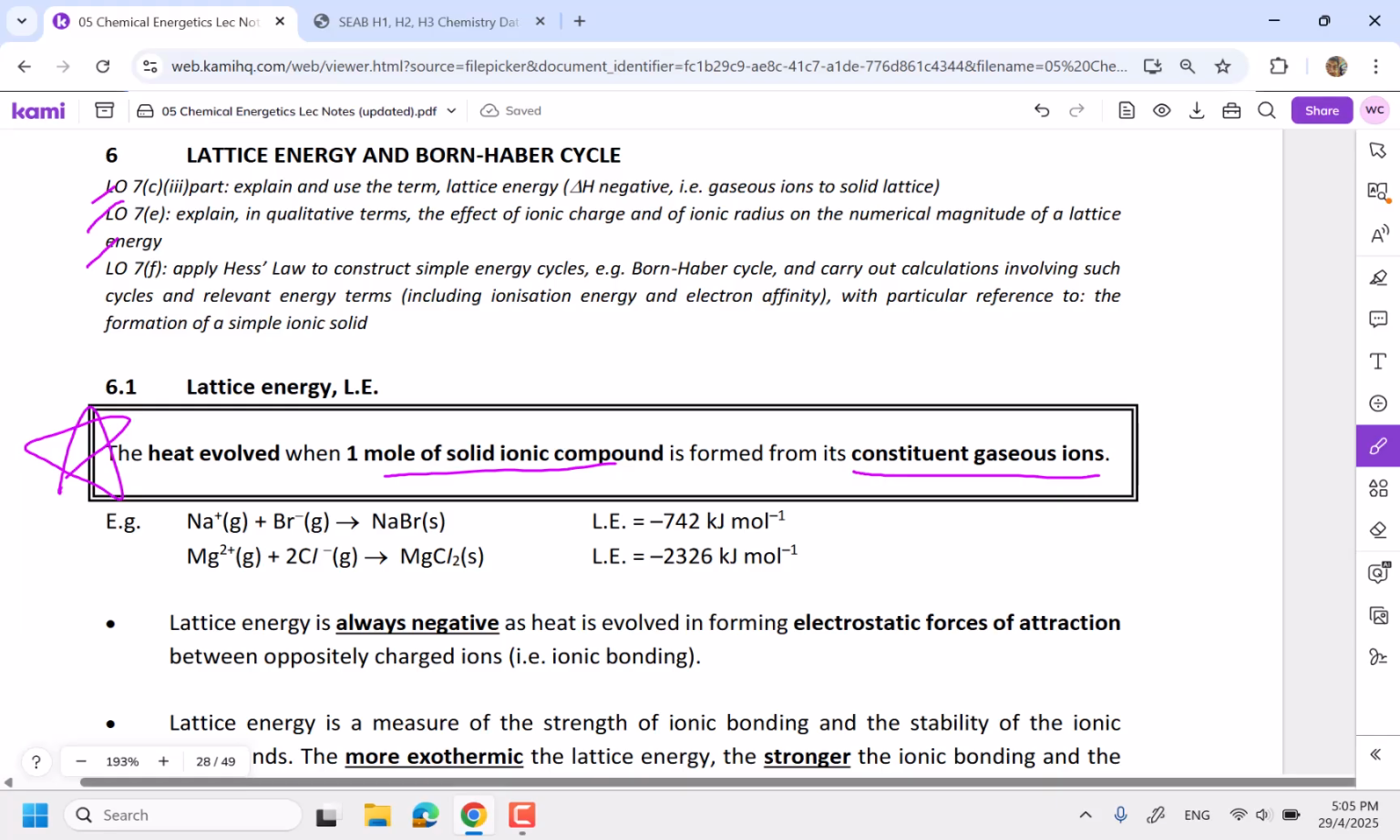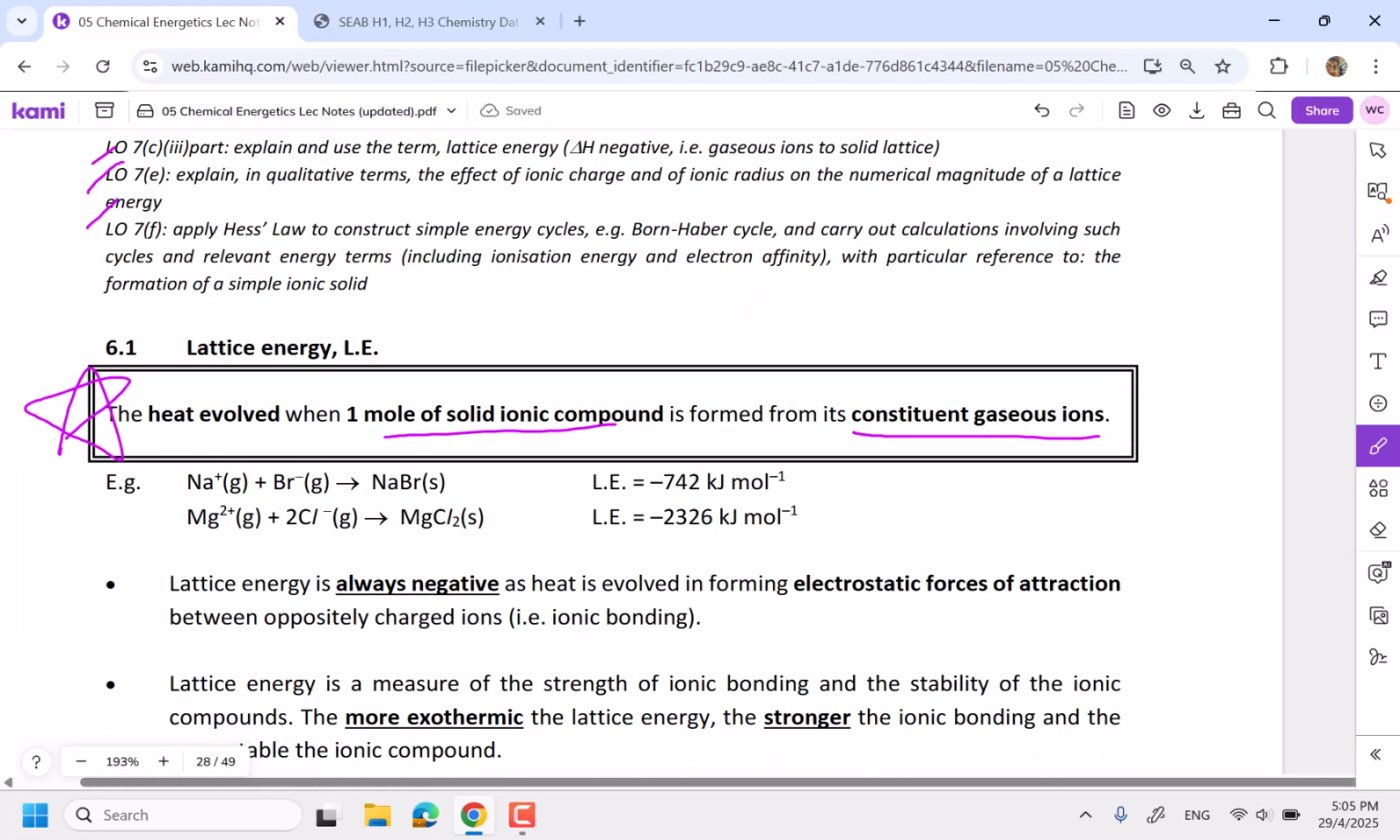Right? The second learning objective you have over here is you need to explain the effect of ionic charge and radius on the numerical magnitude of the lattice energy. You briefly learnt about lattice energy in topic 1 under atomic structure. So over here, we will make use of a relationship where lattice energy is directly proportional to the product of the charges and inversely proportional to the sum of the interionic distance to help us determine the numerical magnitudes.